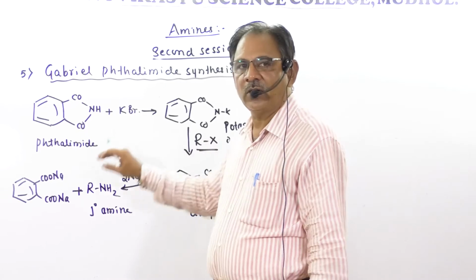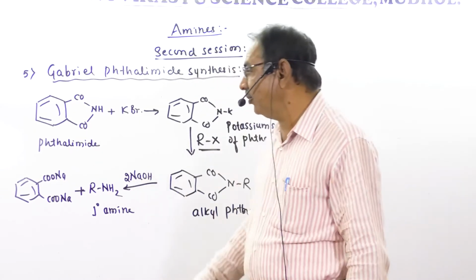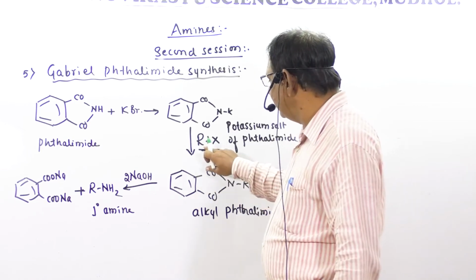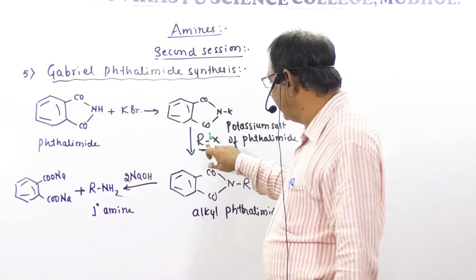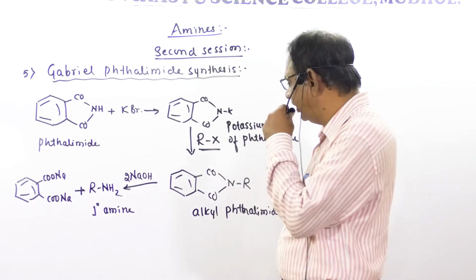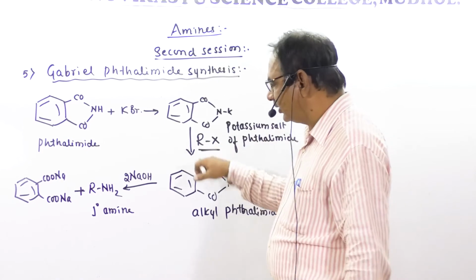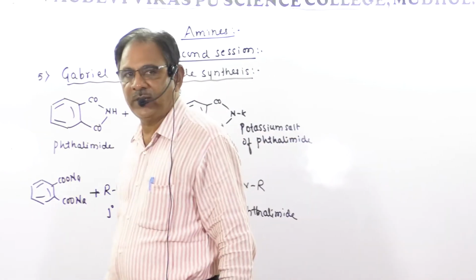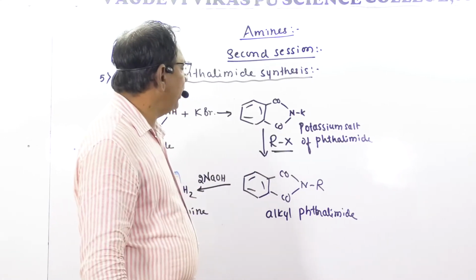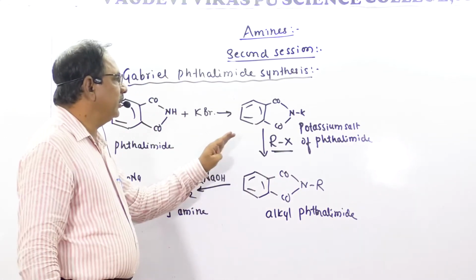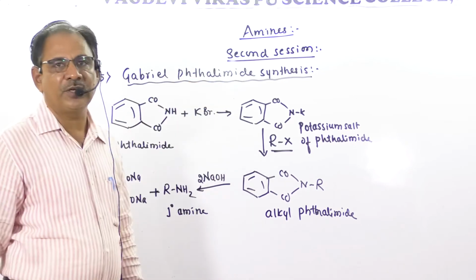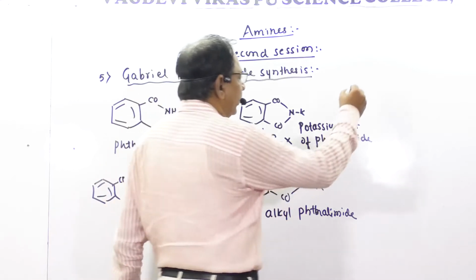But this method is not suitable for the preparation of aromatic primary amines or aryl amines, because if you use an aryl halide instead of an alkyl halide, a substitution reaction takes place instead of this reaction. So aromatic amines are not prepared by this method. We use this method only for the preparation of aliphatic primary amines.